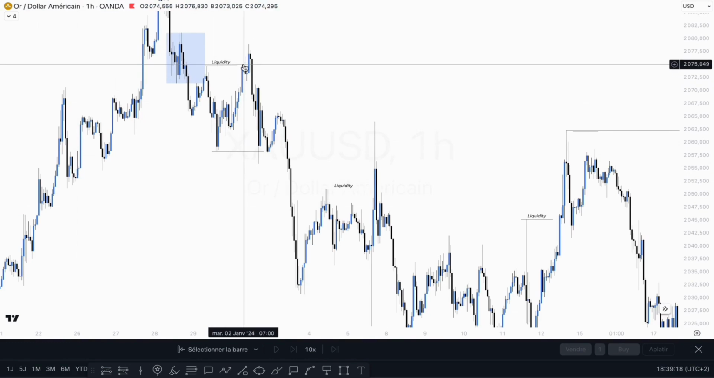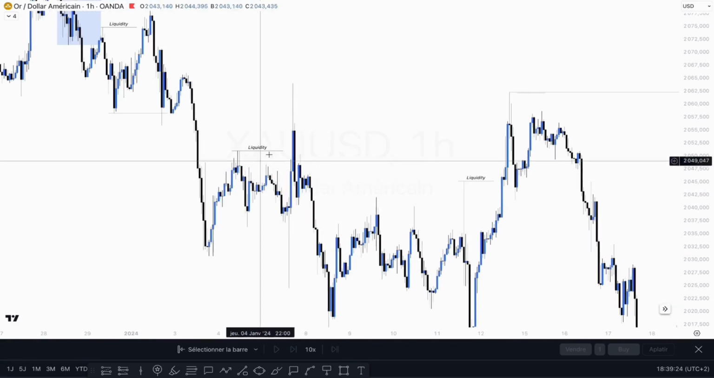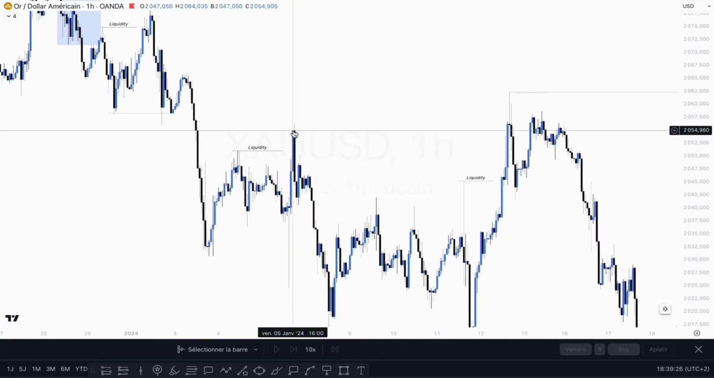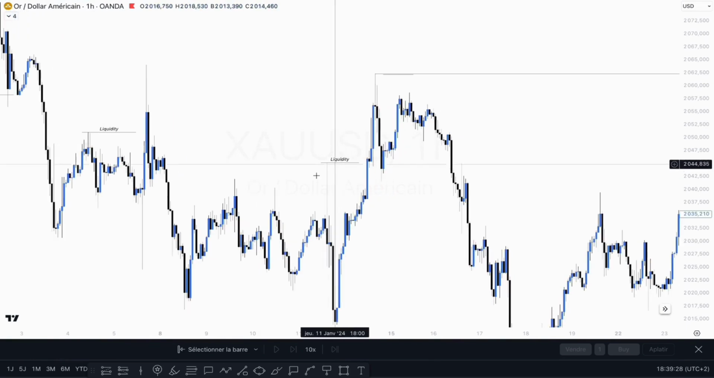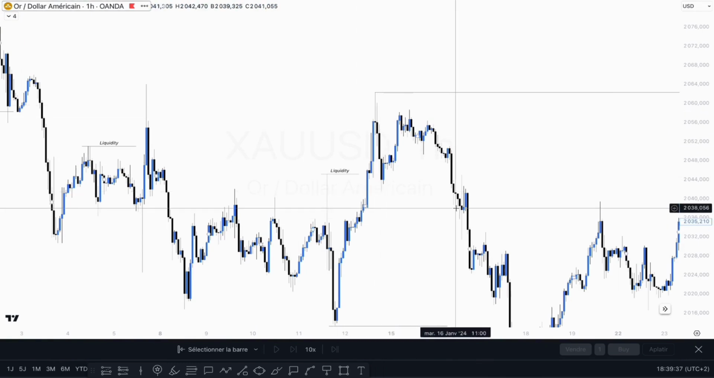So you see that here we came to take liquidity at the 8 o'clock, 9 o'clock marks. So there are certainly setups that were established here. Here we recovered liquidity at the 4 p.m. mark. So you see there is still a timing we observe here where liquidity was recovered at the 11 a.m. mark. So we weren't in front of the charts, but our setup was well established at 4 p.m. Okay, you see that starting from 4 p.m. the price began to rise.